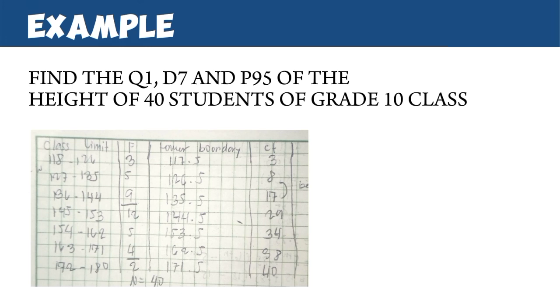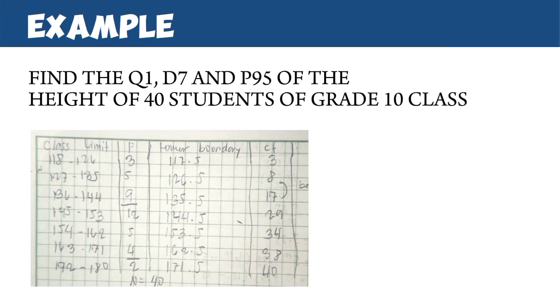To find the cumulative frequency, we copy the first frequency, 3. So 3 plus 5 is equal to 8. 8 plus 9 is equal to 17. 17 plus 12 is equal to 29. 29 plus 5 is equal to 34. 34 plus 4 is equal to 38. And 38 plus 2 is equal to 40.